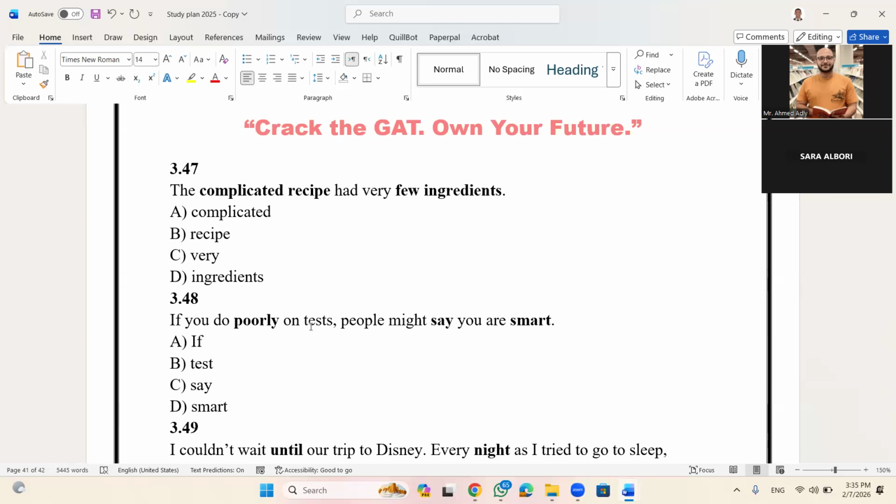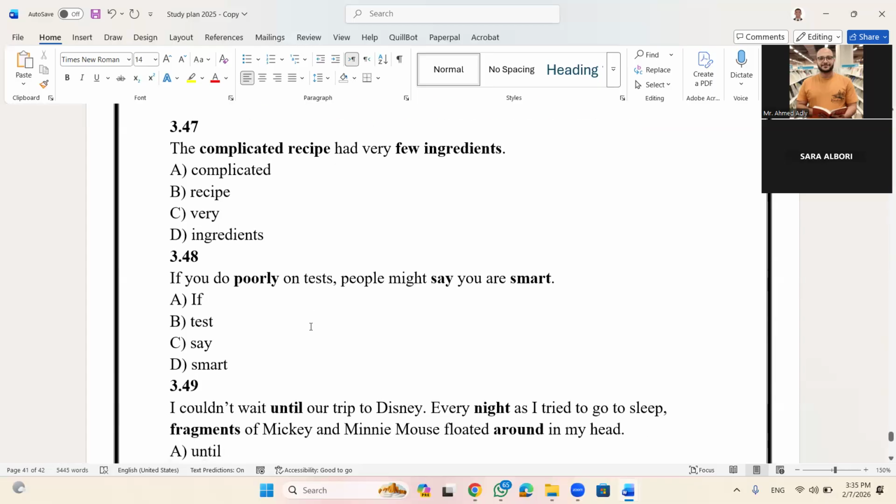Some people ask me to help them with JAT, not because I have a magic stick. I train my students until they get muscles. So the complicated recipe had a few ingredients. So what am I talking about here? The complicated recipe. What's wrong with that? They had very few ingredients.